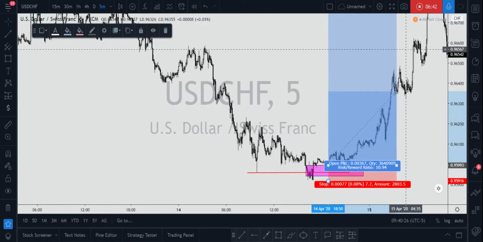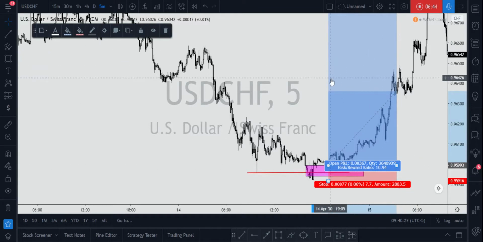So I hope this video helped you guys understand why it's so important to look at the bigger time frames for direction and then small time frames for precision.